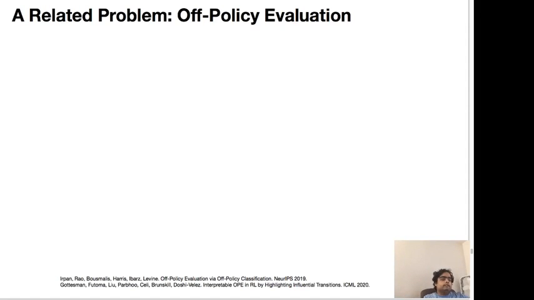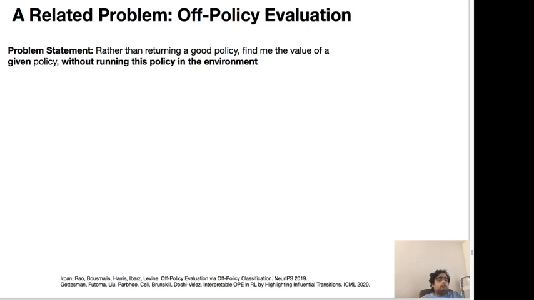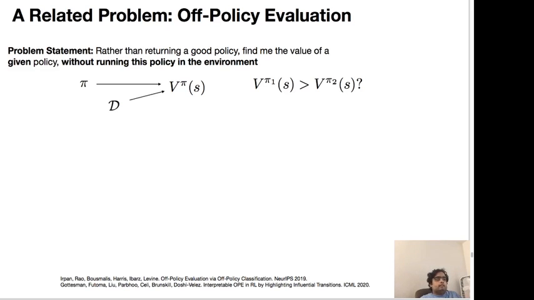In the final part of today's lecture, we'll first study the problem of off-policy evaluation, where the goal is to find the return of a given policy pi without running that policy in the environment. So rather than trying to find an optimal policy, which offline RL tries to do, we want to estimate the value function of the policy or estimate the performance or return of the policy pi given the fixed static data set D.